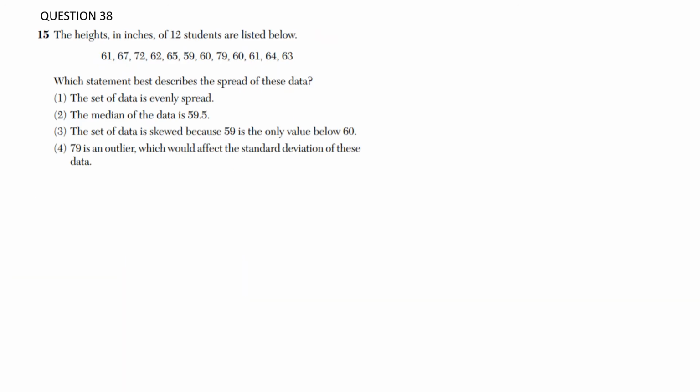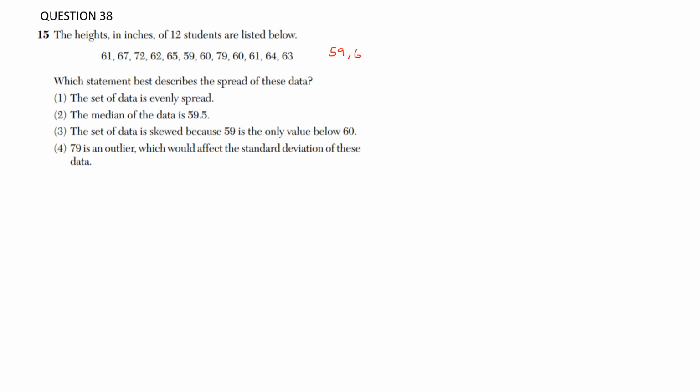So here we have the heights in inches of 12 students. And the question asks, which statement best describes the spread of these data? So one option would be to put this in your calculator and see in a list and spreadsheets page on an Nspire calculator and plot it out as a dot plot on a data and statistics page if you want. But here I'm just going to quickly order this data in ascending order.